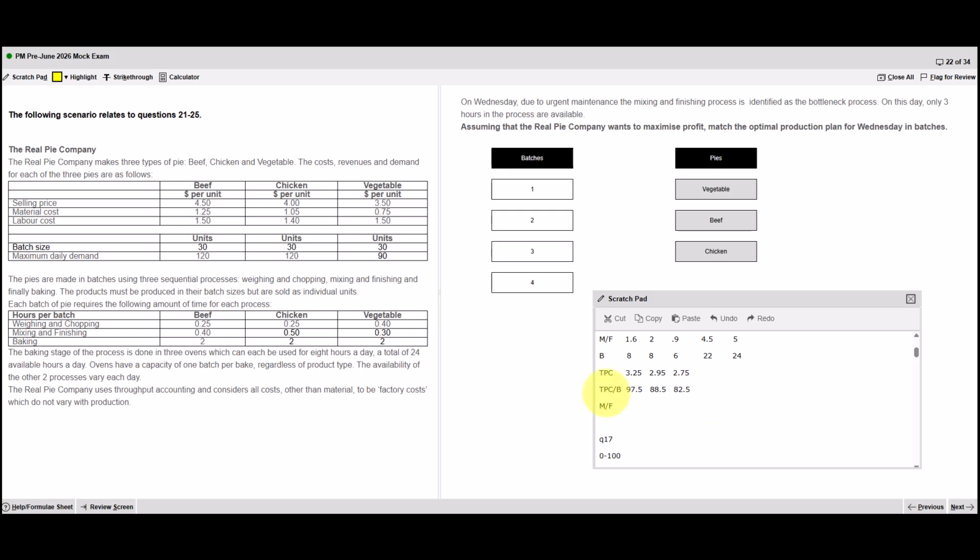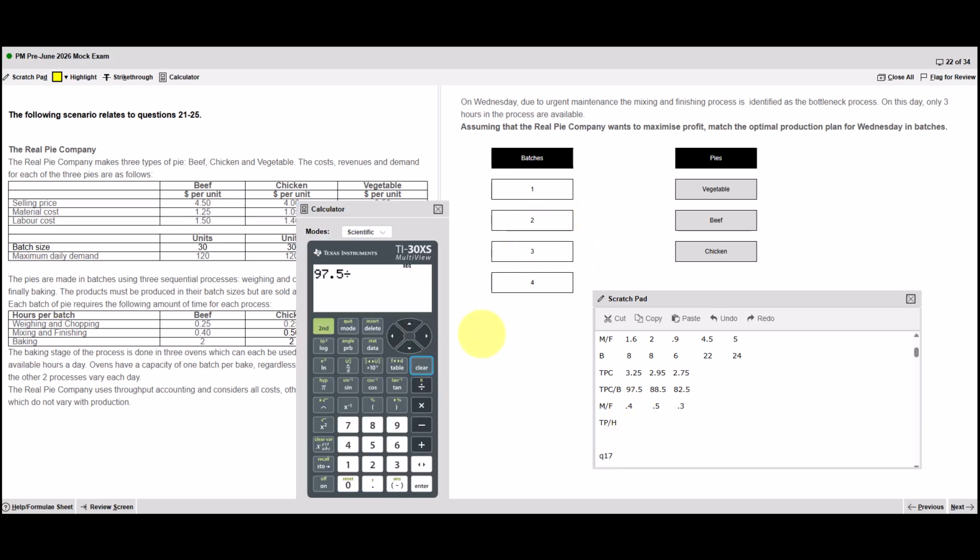Next, we need the amount of mixing and finishing time. You may not need to do this, you could just read them off here, but I'm going to put them in just so it's clear where my numbers have come from. 0.4, 0.5, and 0.3. And then we calculate the throughput per hour. It's actually the throughput per batch per hour, but that's complicated to say. Throughput per hour. The 97.5 divided by 0.4 is 243.75. Then the next one is 88.5 over 0.5, so that's 177. And then finally, 82.5 divided by 0.3 is 275.